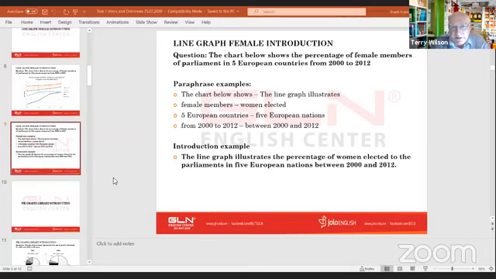So we end up with an example. The line graph illustrates the percentage of women elected to the parliaments in 5 European nations between 2000 and 2012. So the two examples you've seen so far, the language being used is fairly simple, fairly straightforward. As I said, you can show the examiner you understand how to change the form of verbs or nouns. And that is an example of complex vocabulary.